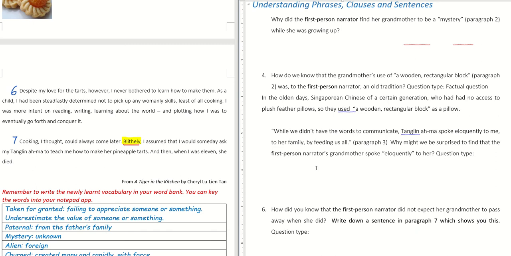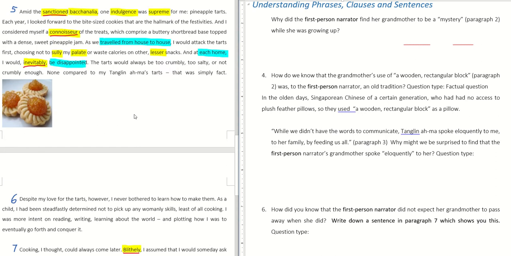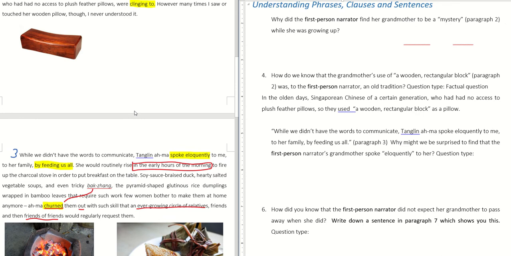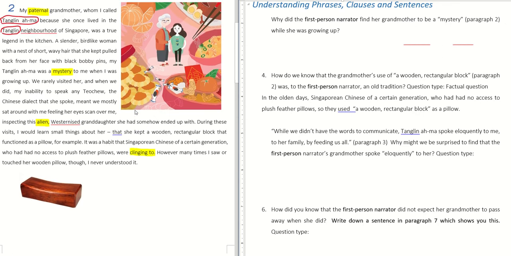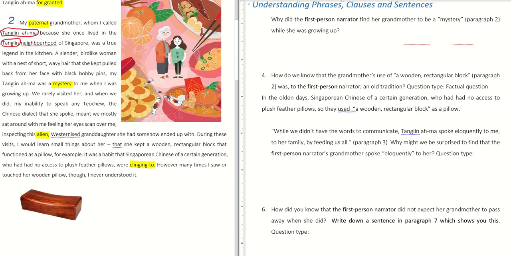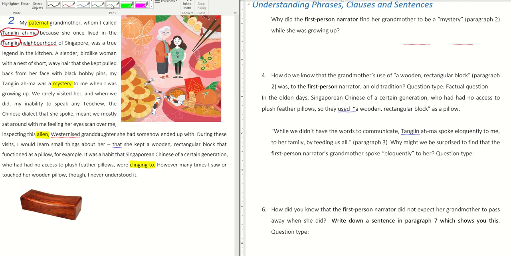Next, let's understand the phrases, clauses, and sentences. Why did the first person narrator find her grandmother to be a mystery while she was growing up? Why did she find that she was a mystery? So, to her grandmother, what happened?